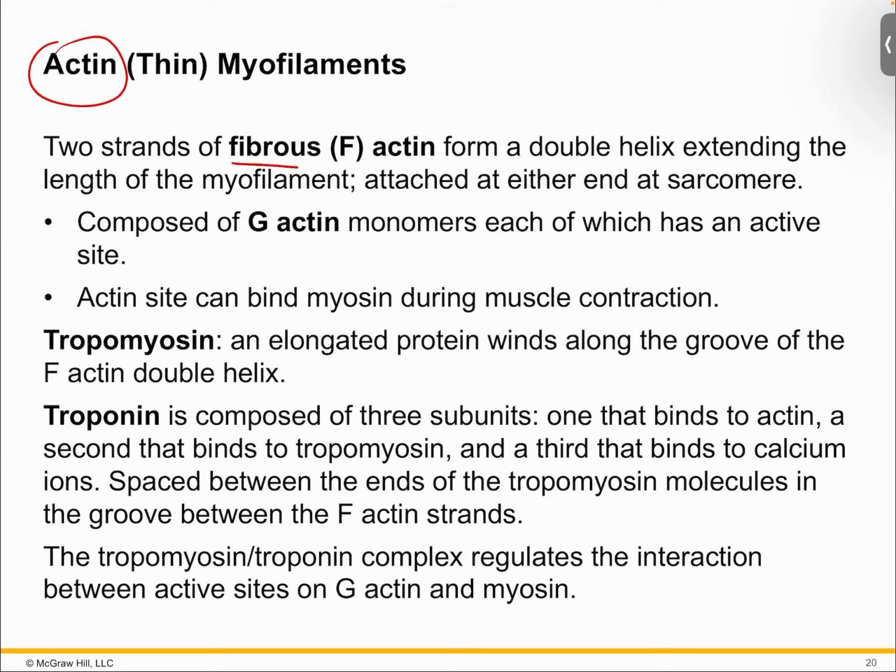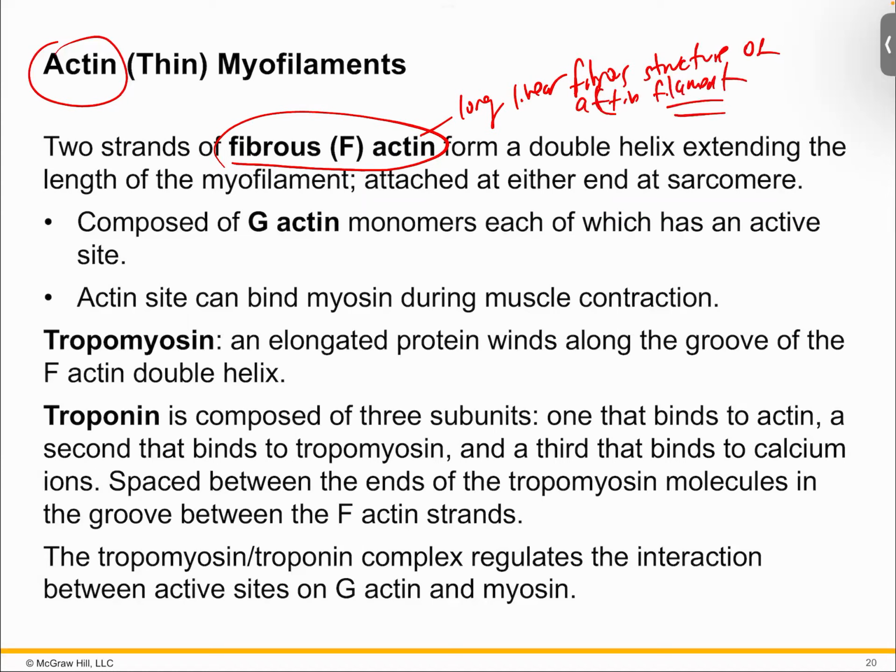There's one that's called the fiber, so the F actin. So this is basically the one that is largely making the long linear fiber structure of the actin filament. So it's kind of like the structural body of the actin itself. But there's another type of actin called G-actin. And the important thing about G-actin is that it has an important active site. And this active site is basically for myosin head binding.